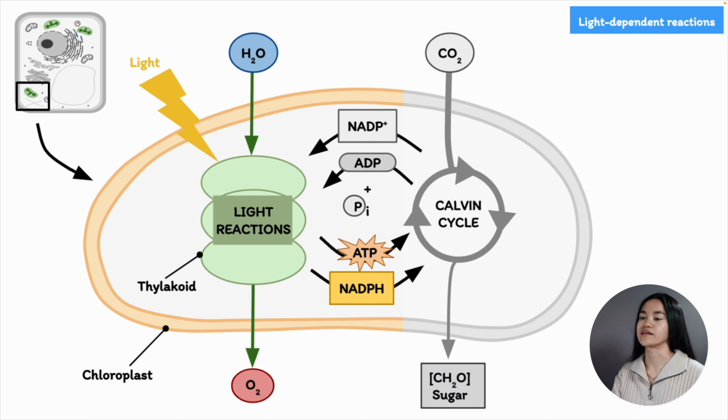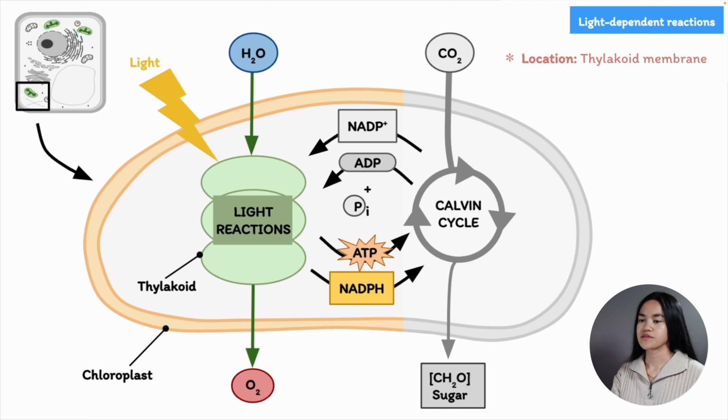Let's go through the light-dependent reactions. The light-dependent reactions take place in the thylakoid membrane. This is where, if you recall, chlorophyll and the enzymes involved are located. At this stage, light energy is absorbed by chlorophyll, which is converted into the chemical energy of ATP and the reduced electron carrier, NADPH. The two molecules are needed for the next stage of photosynthesis, the Calvin cycle.